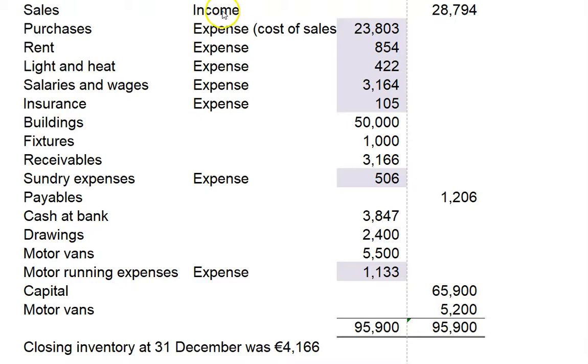So here our income, and basically to get our profit for the year, we say our income statement is our sales minus our expenses. Now we have to do an adjustment for cost of sales, and our purchases is going to get reduced for any closing inventory, because if during the year we purchase goods worth 23,803, if we had some remaining at the year end unsold, really, they shouldn't be compared against this year's sales because they're going to be sold next year. So you always reduce the purchases figure for any closing inventory.